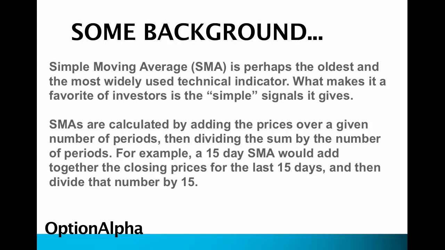So every day a new data point is added and one is thrown out. So for example, a 15-day simple moving average would add together the closing prices for the last 15 days and then divide that number by 15. That point would be plotted on the chart. The next day, it would add the previous 15, dropping the last one out and adding the new day and then plotting that point on the chart as well.